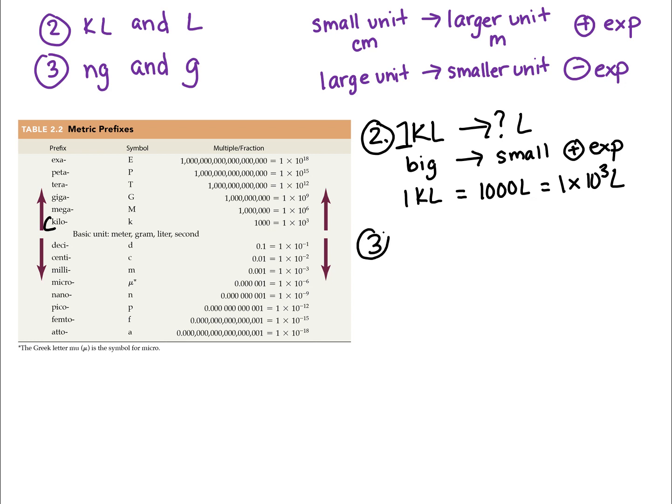So for number 3, I want you to try it and do the same process. Say I have 1 nanogram, and I want to figure out how many grams do I have. Figure out if you're going big to small or small to big, and then what your exponent should be. Are you looking for a number bigger than 1 or smaller than 1? And then try to write it out. So I'll give you a minute to do that.